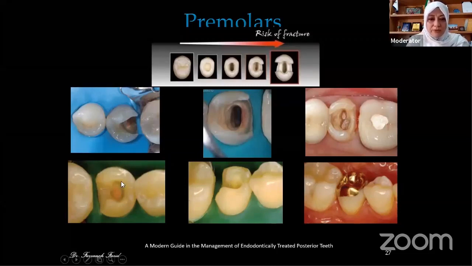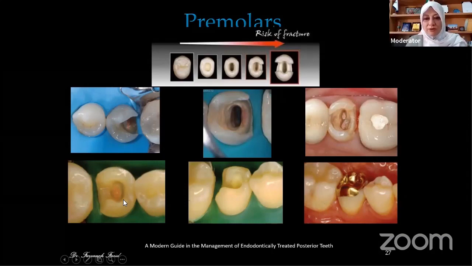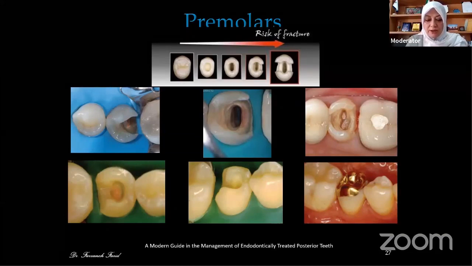And the second molar is like a small molar, and as you see, after access cavity preparation, you have enough remaining tooth structure. So these can just be covered with cusp coverage. There is no need for preparing all around the tooth and putting a partial or complete crown.